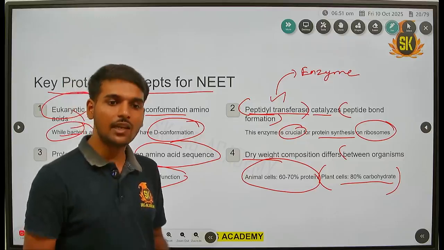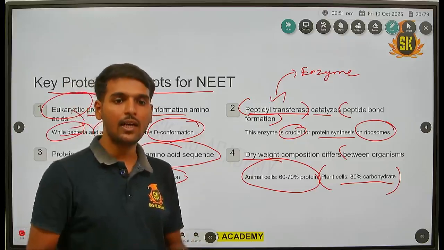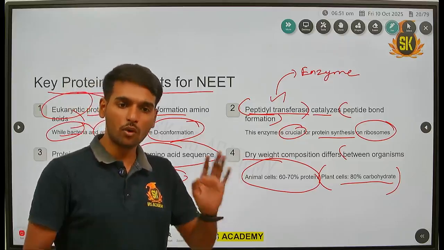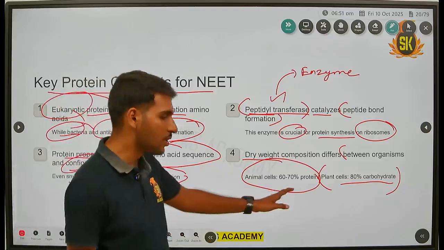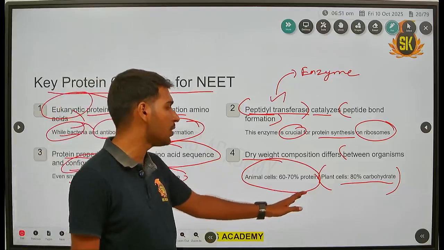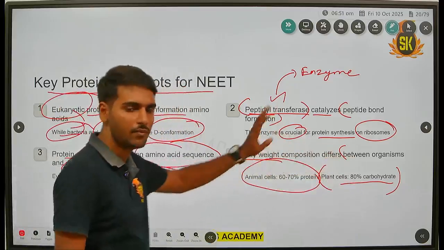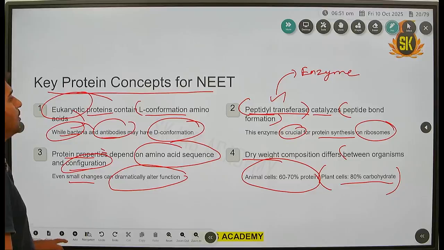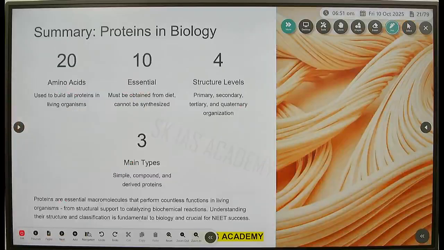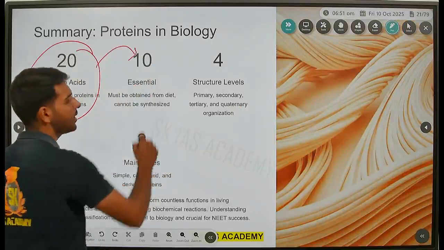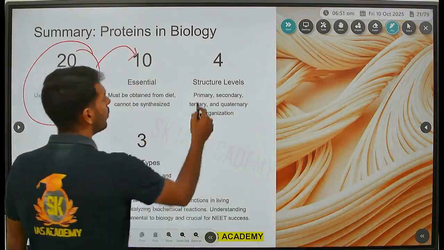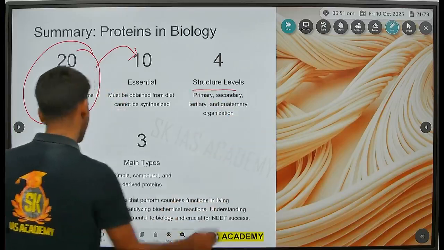Any cell, be it an animal cell or a plant cell, consists of more amount of water only. If the water is removed, then in animal cells 60 to 70% is protein, and in plant cells 80% is carbohydrate. Okay, so 20 amino acids, out of them 10 are essential, 10 are non-essential. 4 structural levels: primary, secondary, tertiary.